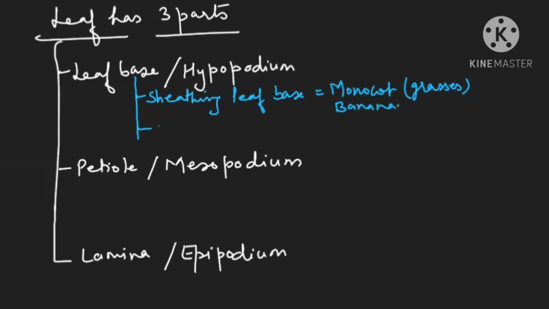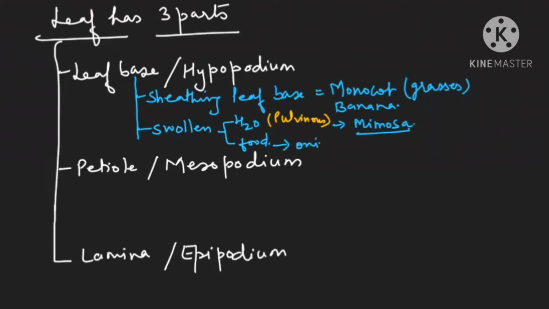Or it can be swollen leaf base. Now swollen condition can be because of the storage of water. If they are storing water, then we say such leaf bases are pulvinous leaf base. An example of pulvinous leaf base is Mimosa. Mimosa pudica is your touch me not plant. Or it can be swollen because of food storage. And for food storage example, remember onion, we have already studied it in the bulb case. Is it clear?